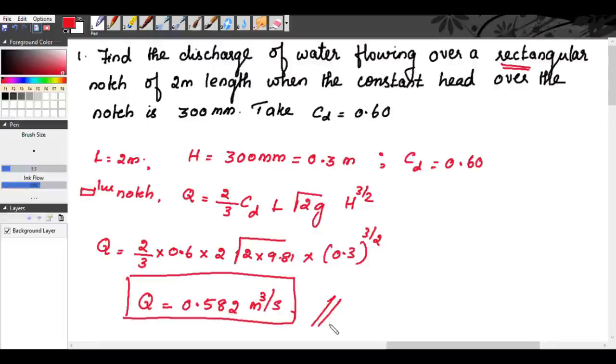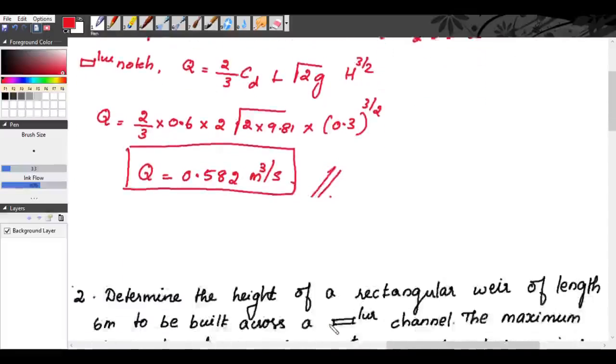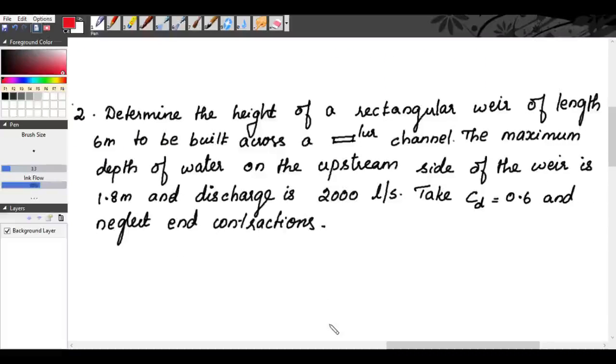That's all. Second problem. This problem is also a very simple problem. Determine the height of rectangular weir. So we need to find the height of the weir. So height of weir is asked. So you can draw a weir here.